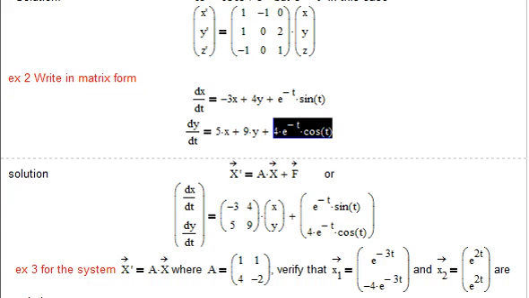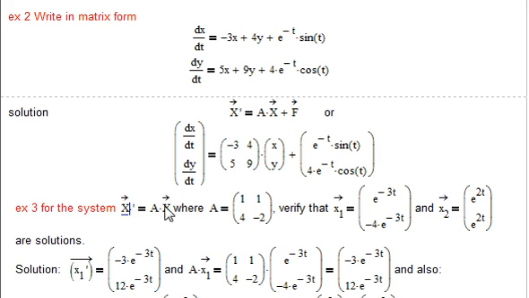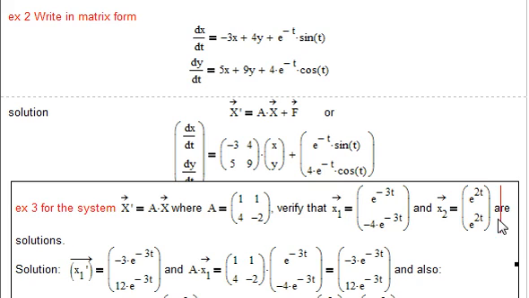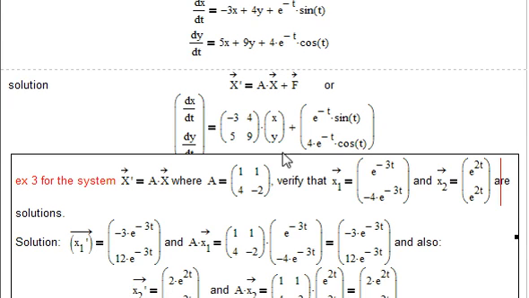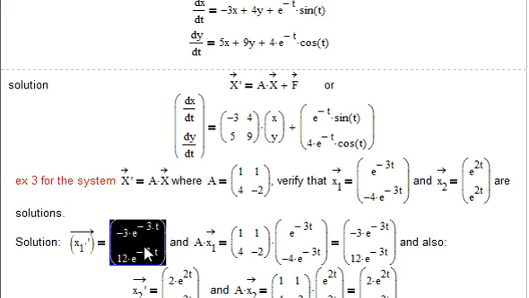So let's see about this one for the system x prime equals A times x, where A is the square matrix 1, 1, 4, negative 2. Verify that x1 and x2 are solutions of this system. So that's interesting. I guess first thing, if it's a solution of this system, we'd have to see what x1 prime is. So the x1 prime is negative 3 times e to the negative 3t, and then 12 times e to the negative 3t, as you see right here.